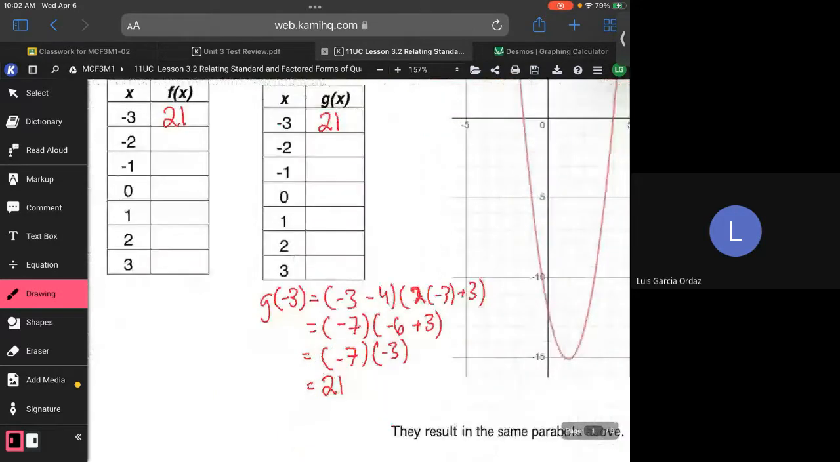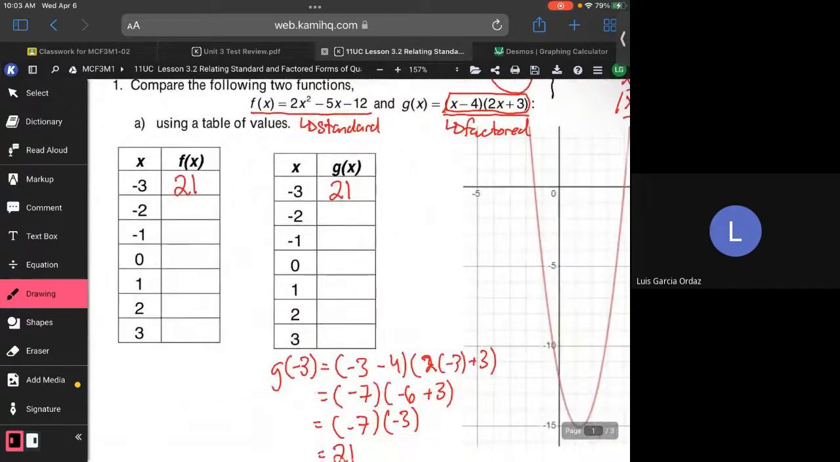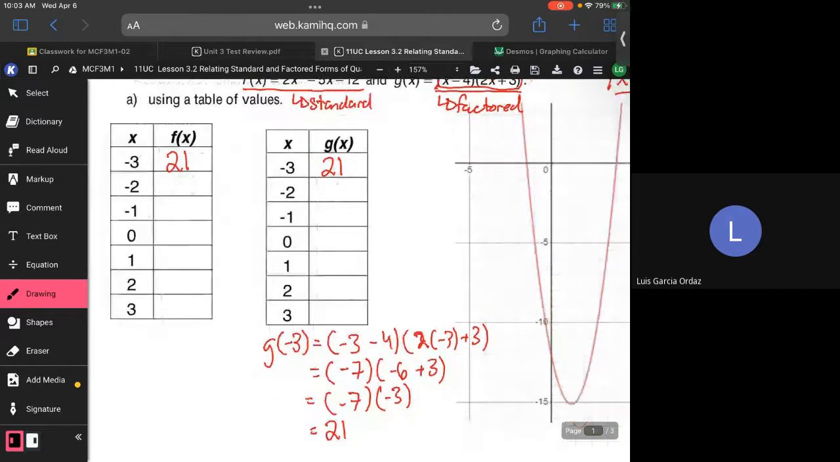So I'm going to ask you guys to factor that out. Could it be a matter of finding out which one you prefer? I always say factored form is easier to find your y values because you're working with two different numbers. For the x values on the table, do they always have to be negative 3? No, they don't have to. You'll still get the same answer.